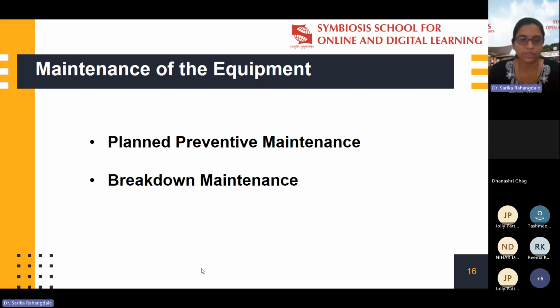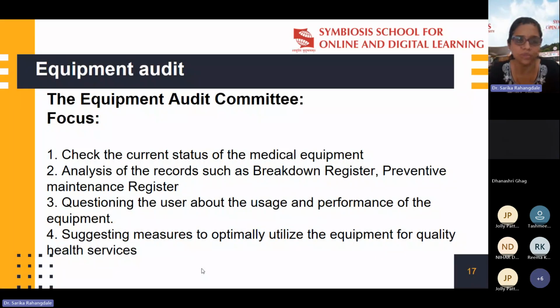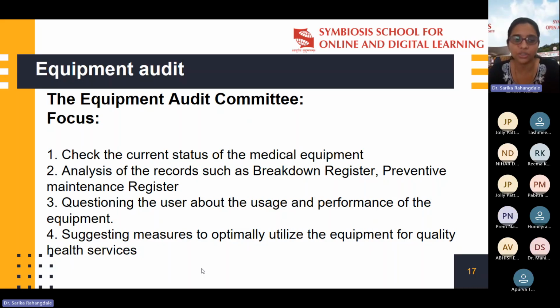Followed by maintenance, equipment audit also plays an important role in the biomedical engineering department. A separate committee, the equipment audit committee, is established in the hospital to conduct this audit. So what exactly does equipment audit do? Equipment audit is a periodic evaluation of the systems to measure the quality of the equipment providing services to the patient and to check its performance.